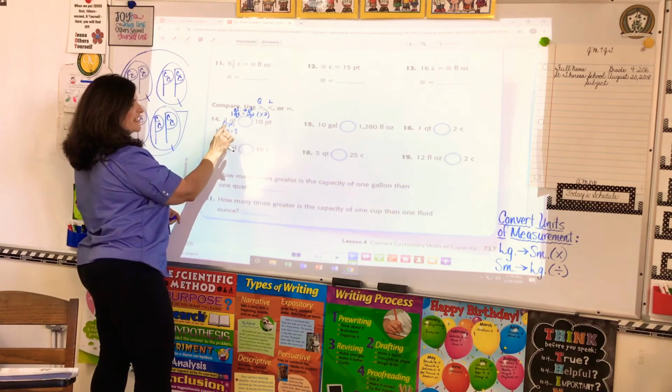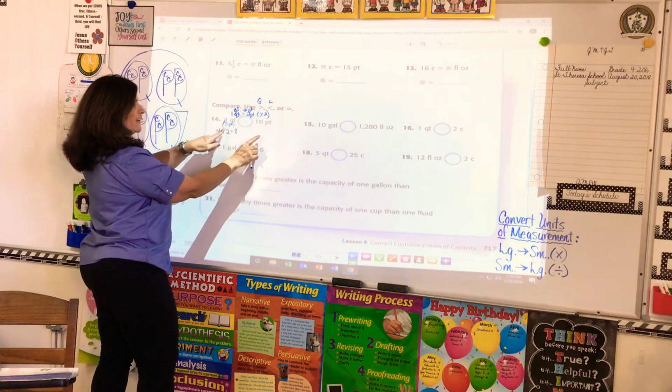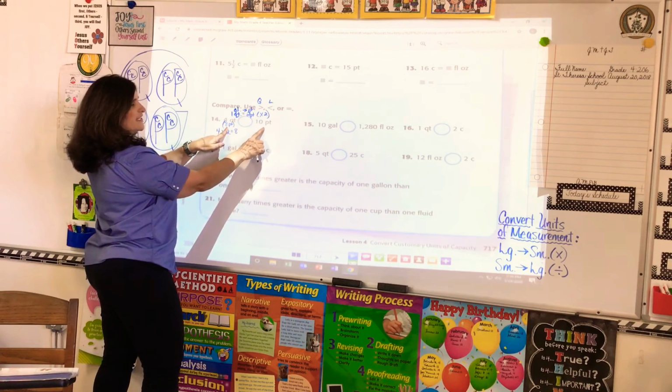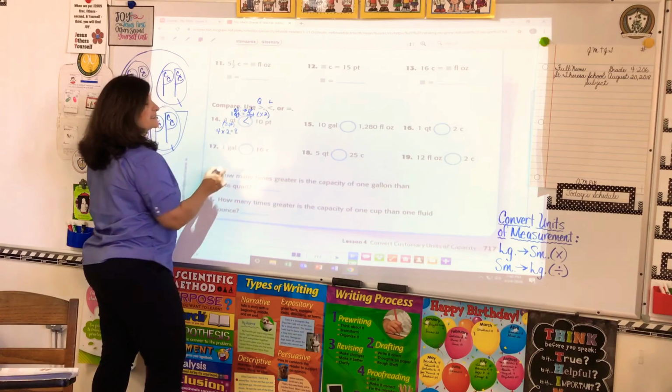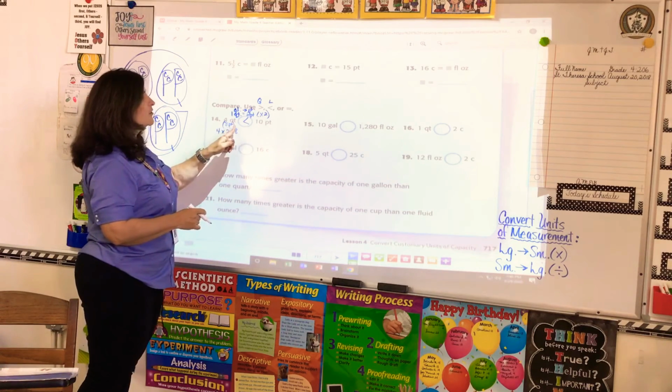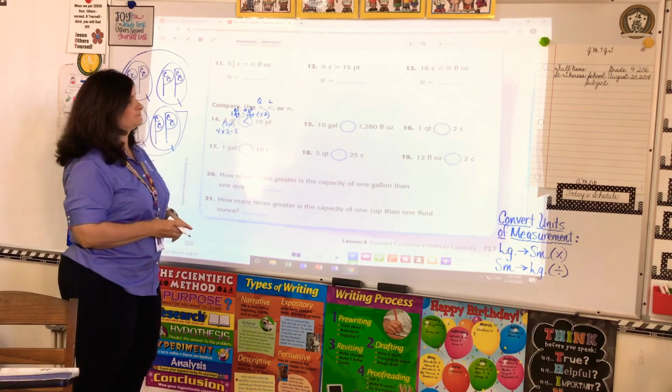Now, since we have converted this, we can now compare. How does 8 pints compare to 10 pints? Well, 8 pints are less than 10 pints. Therefore, 4 quarts are also less than 10 pints.